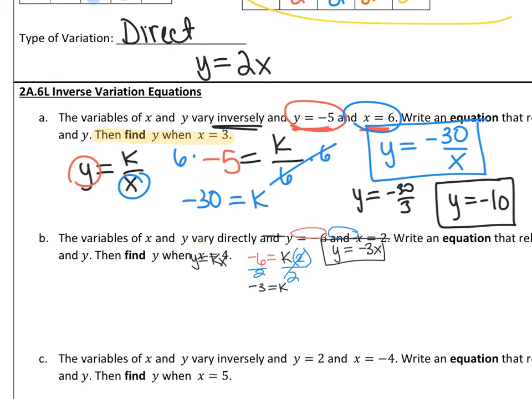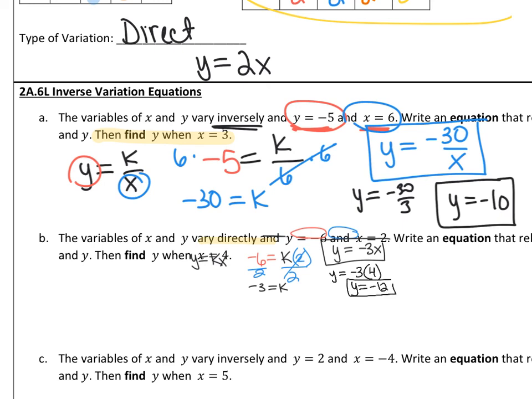Part 2 says, then find y when x equals 4. So find y when x equals 4. -3 times 4 is y equals -12.